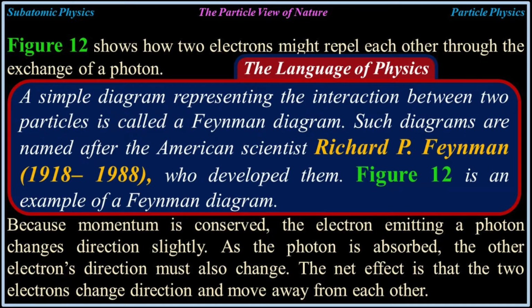A simple diagram representing the interaction between two particles is called a Feynman diagram. Such diagrams are named after the American scientist Richard P. Feynman, 1918 to 1988, who developed them. Figure 12 is an example of a Feynman diagram. Because momentum is conserved, the electron emitting a photon changes direction slightly. As the photon is absorbed, the other electron's direction must also change. The net effect is that the two electrons change direction and move away from each other.